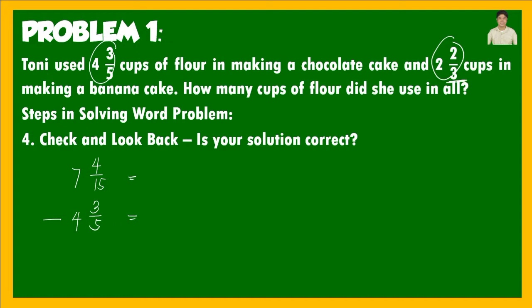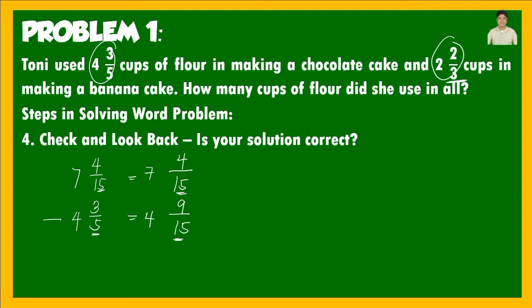So, yung LCD ng 15 tsaka 5 is 15. So, sulat lang natin 15. And then, dito rin 15. So, 15 divided by 15, that is 1 times 4, 4. Next, 15 divided by 5, that is 3 times 3, 9. Now, let us subtract. Okay, 4 minus 9 cannot be. So, hindi pwedeng i-subtract kasi mas mababa po yung 4 kesa sa 9.